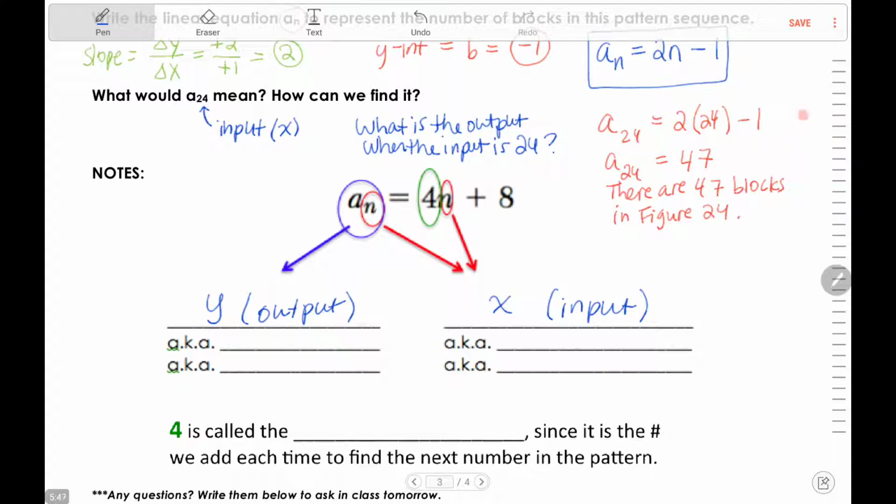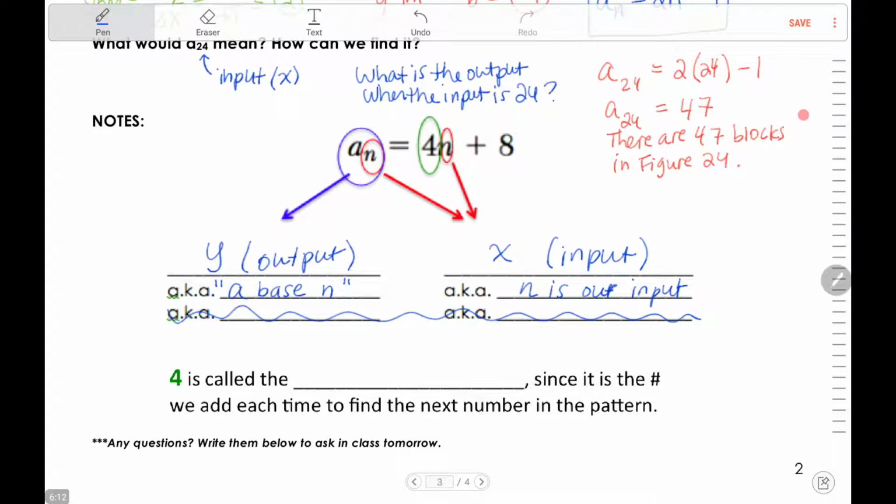I know there's a lot of AKAs, but we can write, well, this is read as a base n, and this n piece is just another way to write our input. So n is our input. Okay? There's nothing really else to write in this last line here.